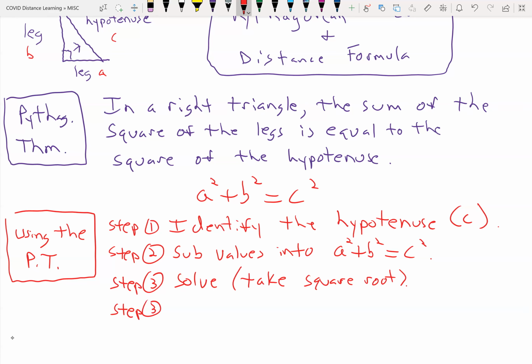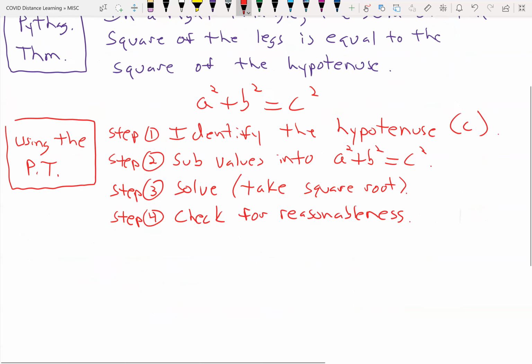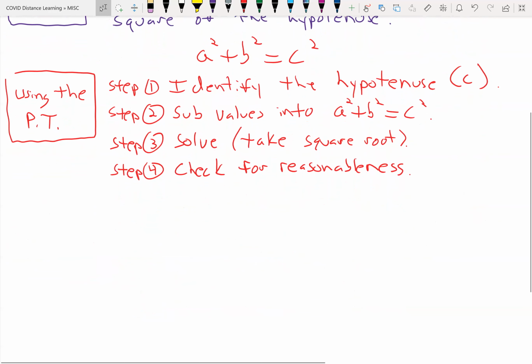Step 4, sorry. Step 3 and Step 3. Again, Mr. Richmond has trouble with numbers. Step 4, check for reasonableness. Put your pencil down when you're caught up.